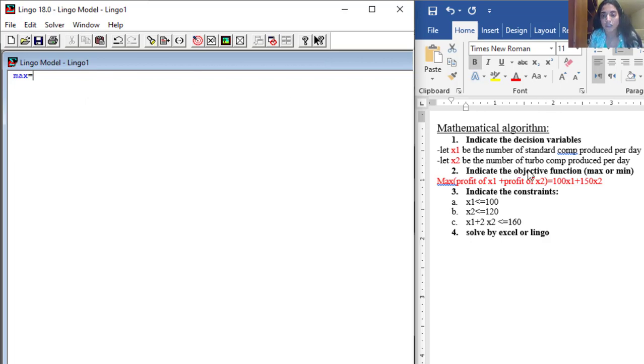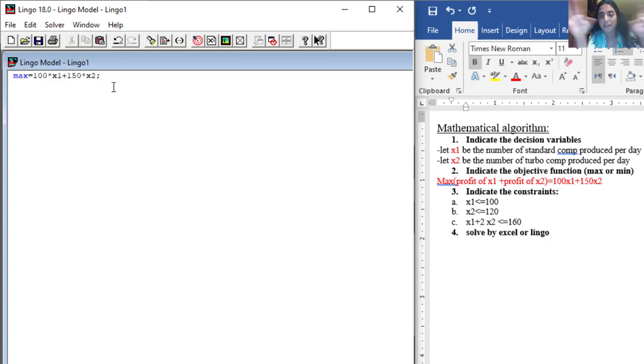Now my objective function here is in red: 100x1 plus 150x2, and this is basically the profit. It is very similar to MATLAB: it is 100 star x1, you cannot say 100x1, you will see the error. Plus 150 times x2. And don't forget, guys, to put the semicolon. Unlike MATLAB, here the semicolon is obligatory. It is mandatory, so do not forget to put it.